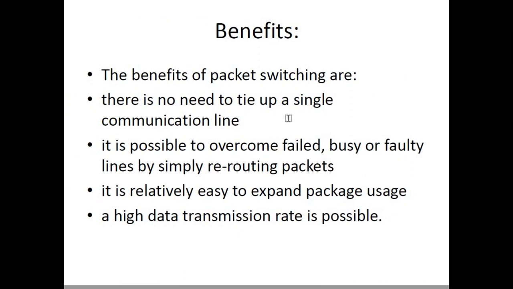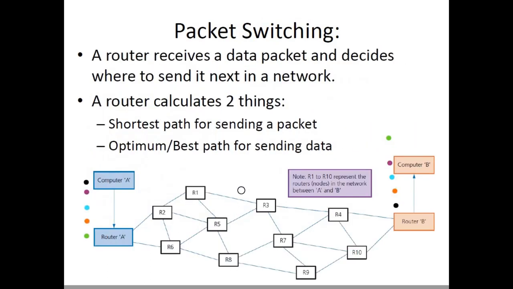It is possible to overcome failed, busy or faulty lines by simply rerouting the packet. Let's suppose there has been a breakage between these two routers. Then this router can simply detect that for whatever packet it is sending, it is not getting any acknowledgement, so it can send it via this line from here instead. So it is easy to reroute packets instead of losing them.